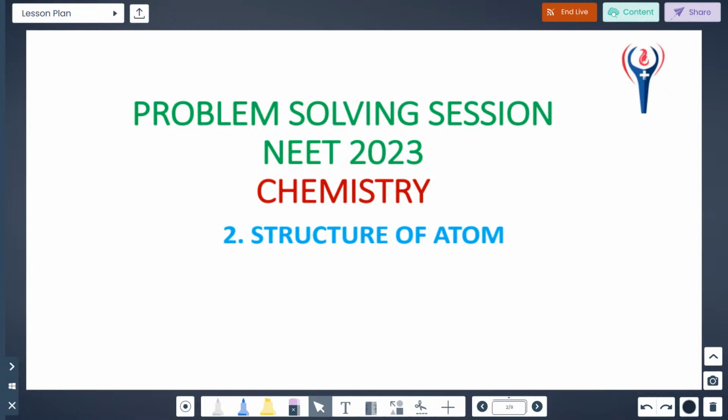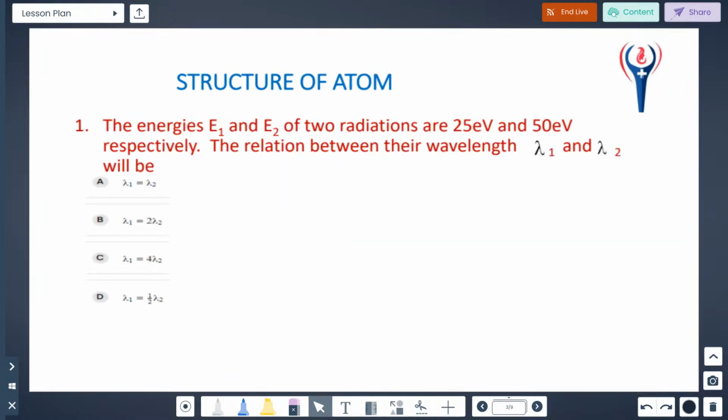Today I am going to solve 7 problems in structure of atom. So let us see the first question. The energies E1 and E2 of two radiations are 25 electron volt and 50 electron volt respectively. The relation between their wavelength lambda 1 and lambda 2 will be.